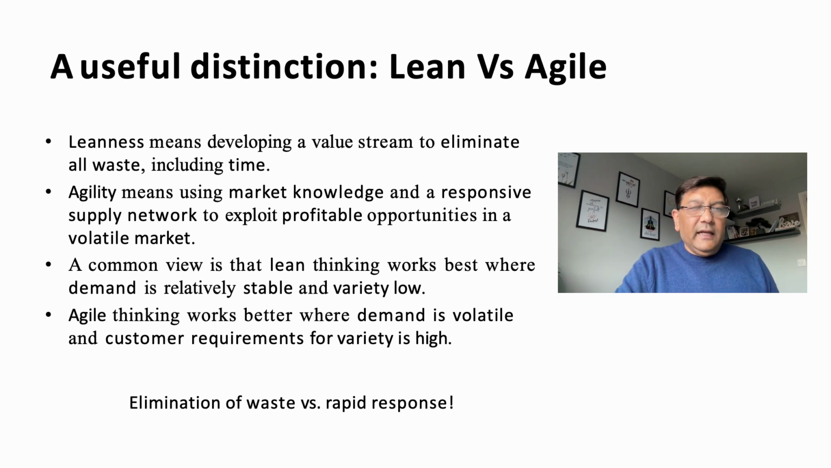Now, a common view in supply chains is that lean thinking works best where the demand is stable, and agile thinking, or agility, works best where the demand is fluctuating, where demand is volatile. So for stable demand, where the demand is constant, we know that within 3 months we are going to sell 1000 cars.